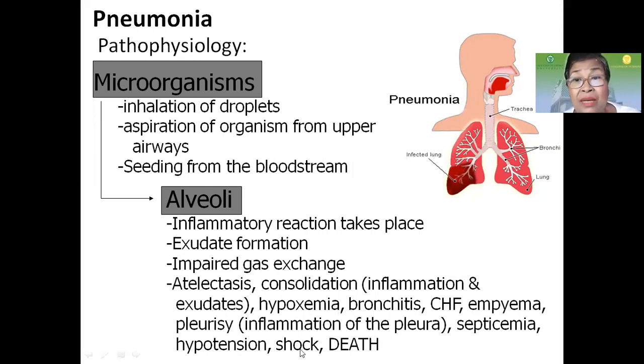E nasaan ba tayo? E nasa lungs. So exudation will be in the lungs. Okay? Or it could be within the alveolar spaces. Ayun, so there's exudate formation. And you all know gas exchange occurs in the alveoli. So therefore, there'll be impaired gas exchange.